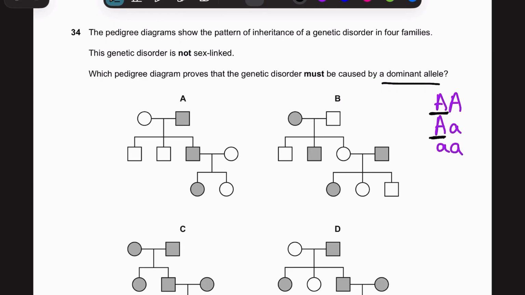So get your vocabs right, first of all, dominant and recessive. Okay, dominant means one copy and you'll see the disease. So this person has a disease, this person has a disease, and then this person does not have the disease.